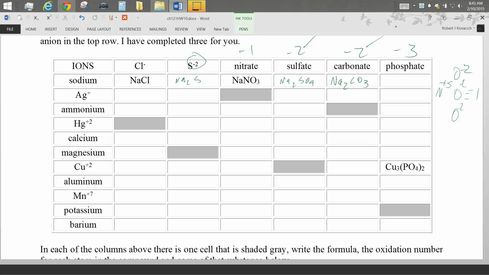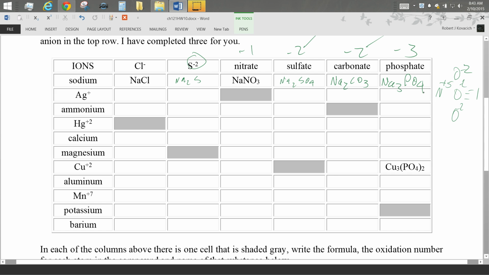Okay, that makes sense. You will never actually change the polyatomic ion's charge, or the number of atoms inside the polyatomic ion. We'll see here in a second when we need to change the number of polyatomic ions. So then the last one is Na3PO4.